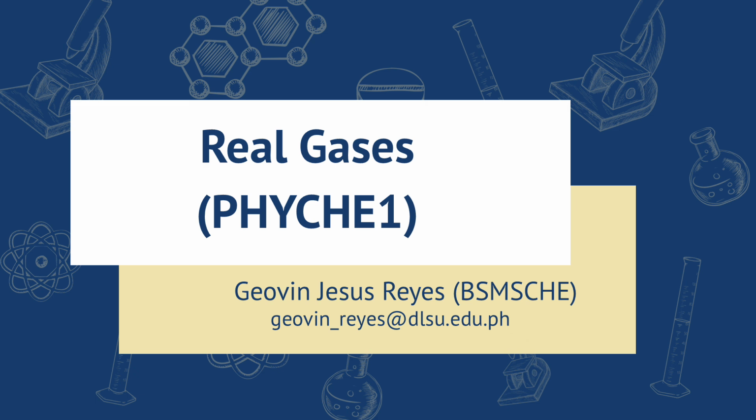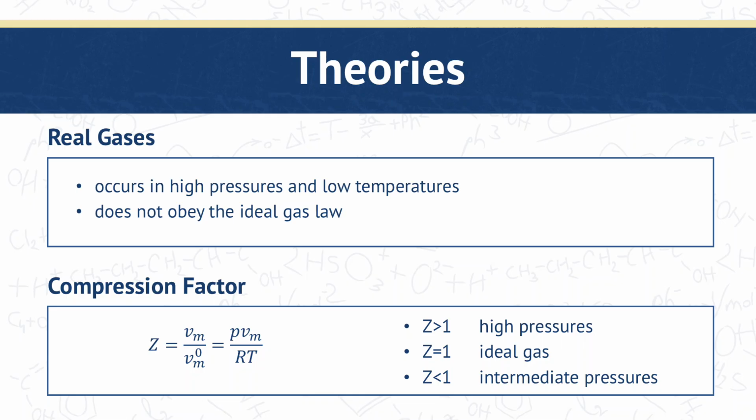I am Joven Reyes, here to discuss Feature 1, specifically real gases. But first, what are real gases? Real gases occur in high pressures and low temperatures, and they do not obey the ideal gas law. What's different is that real gases are affected by the intermolecular forces of the atoms, and it also takes into account the volume occupied by the gas molecule.